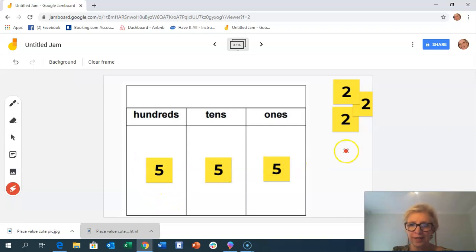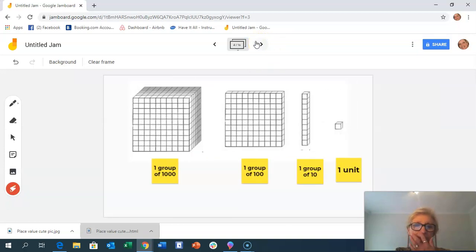So now you should understand what that is all about, right? So the place value, where the place of the number is, is very important. Right, and now we're going to have a look at what 1,000 looks like. What does 1 unit look like compared with 10?